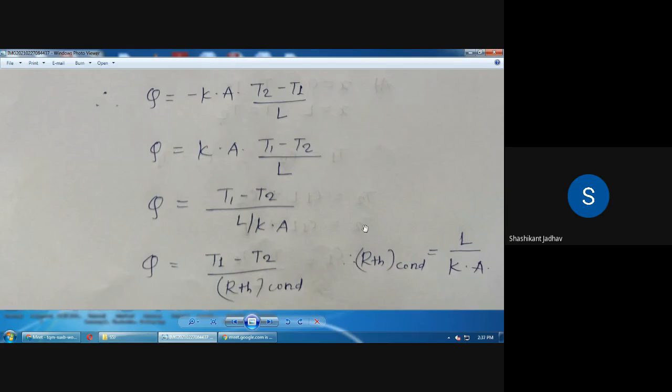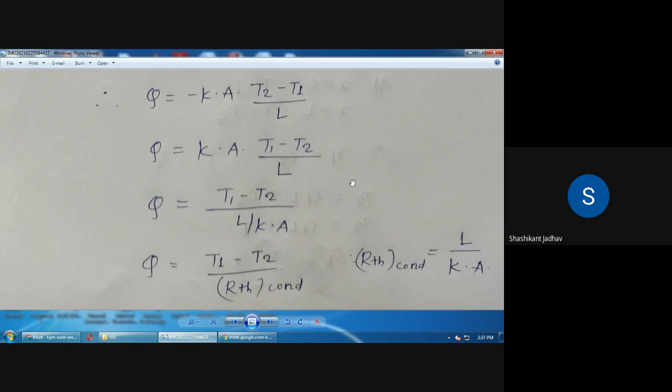Is anyone remaining? R thermal conduction is equal to L by K into A. So this is the thermal resistance for conduction for the plane wall. And our final equation is Q is equal to K into A into T1 minus T2 divided by L. By using this equation we calculate the heat transfer rate through the plane wall.